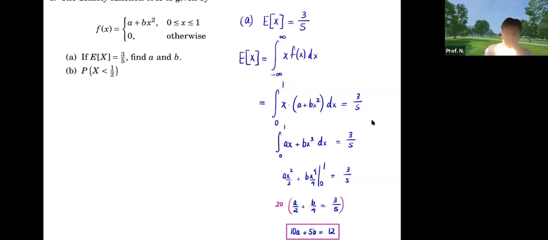If this is indeed a PDF, the integral must equal 1 when you take it, right? From negative infinity to infinity. This is what it means.